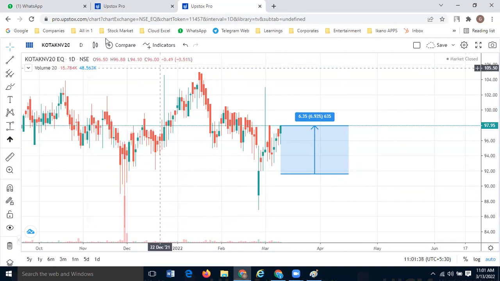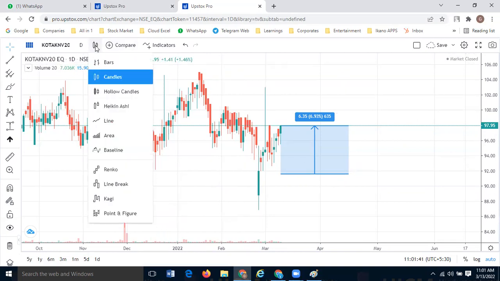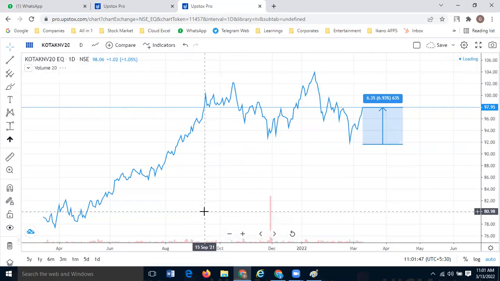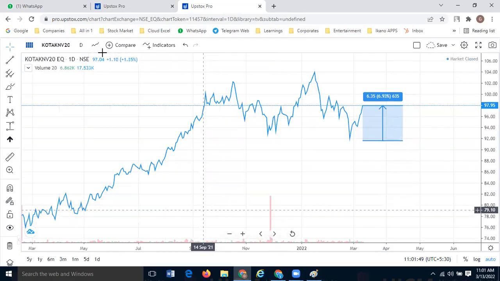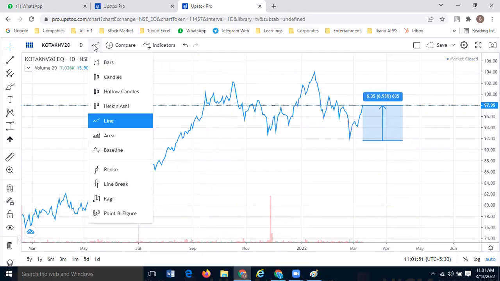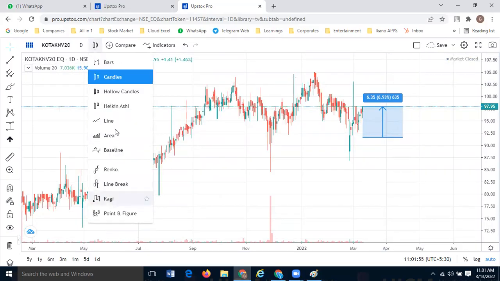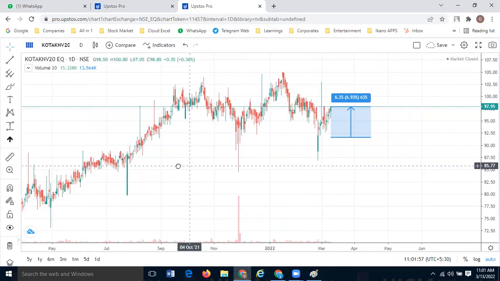And if you are not getting a clear idea, I personally use the line chart for my trading. This is the line chart. I like the line chart, but it depends on you. Most traders use the candlestick chart or any other chart which they prefer, but candlestick charts are in favor.